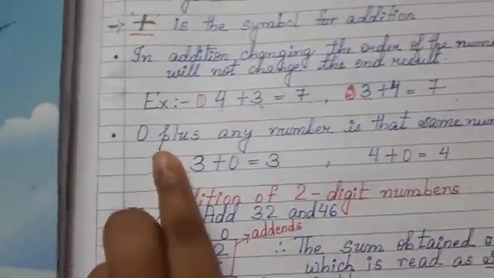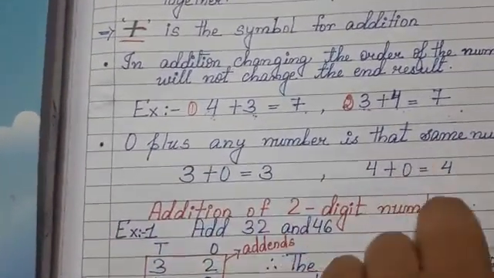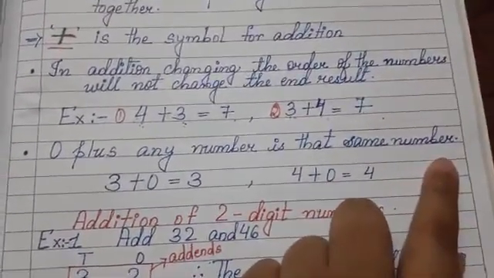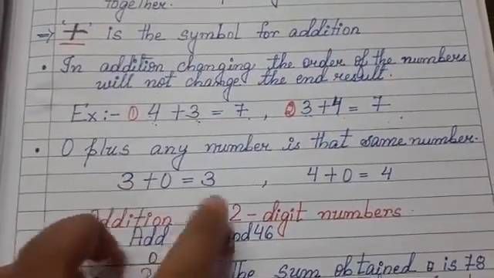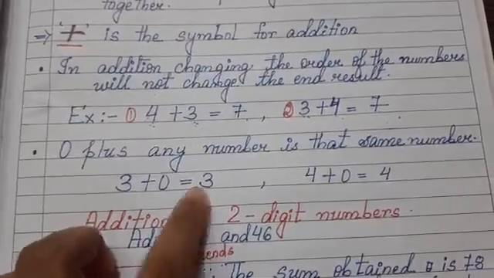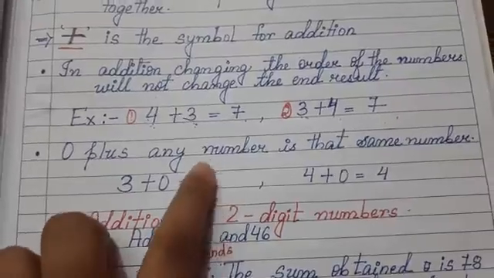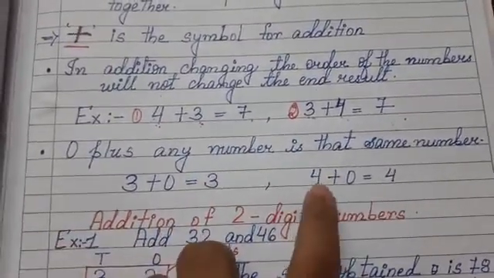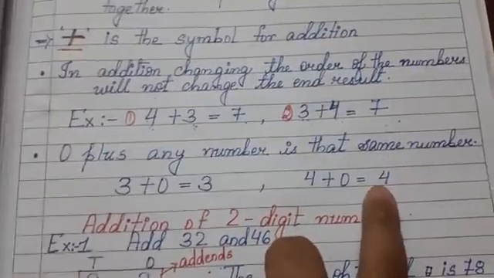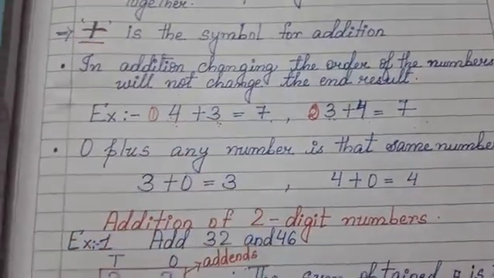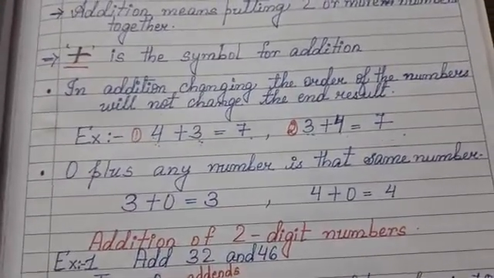Now, the next point, what is given? Let's read. 0 plus any number is that same number. What does this statement mean? If we add 0 with any number, we will get the number itself. Suppose we are adding 3 plus 0. We are getting the number itself, that is 3. If we add 4 plus 0, we get the number itself, that is 4. So, if we add 0 with any number, we will get the same number.